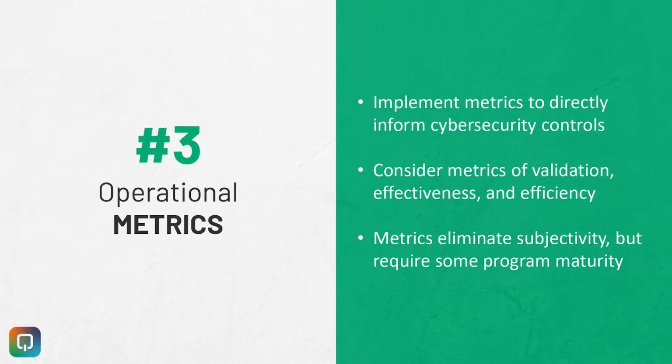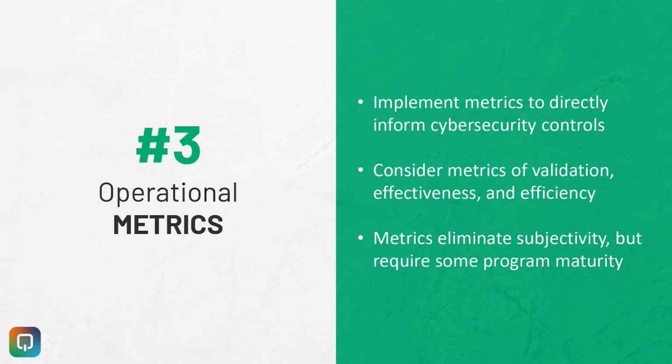The third and final way to measure cybersecurity progress is with operational metrics. We've discussed this topic briefly in this series already, and we'll go even deeper in the next video as we discuss the differences between metrics of validation, effectiveness, and efficiency. What I want to highlight now is the idea that operational metrics can provide excellent objective measurement, and they provide much stronger context than the more subjective forms of measurement.